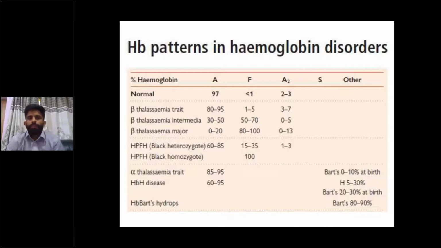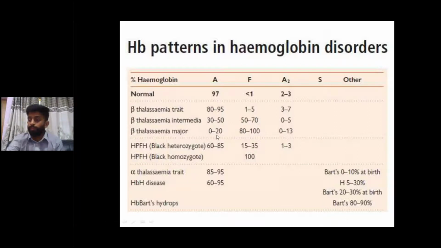So next one is hemoglobin patterns in hemoglobin disorders. The beta thalassemia trait has the highest percentage of hemoglobin A, which is the normal one. The normal hemoglobin contains 97% of hemoglobin A, fetal hemoglobin of less than 1%, and A2 of 2 to 3%. A2 contains what chains? Alpha and delta chains, right? So beta thalassemia trait contains 80 to 95% of A, 1 to 5% of fetal hemoglobin, and 3 to 7% of A2. Whereas intermedia contains 30 to 50% A, 50 to 70% of fetal hemoglobin, and 0 to 5% of A2.